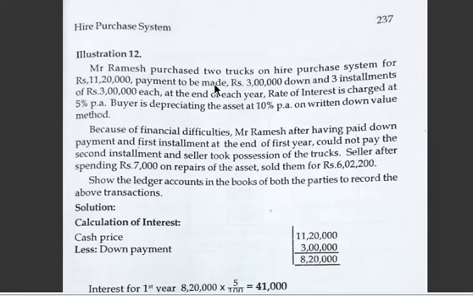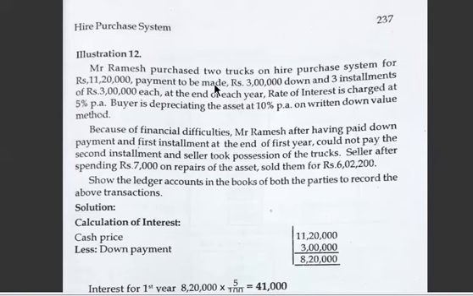Under hire purchase system, the next concept is default and repossession. Default means that when the purchaser fails to pay the installment money, he becomes a defaulter. At that time the seller has a right to repossess or take back the goods. When the repossession takes place, what are the journal entries to be passed in the books of purchaser and the seller?